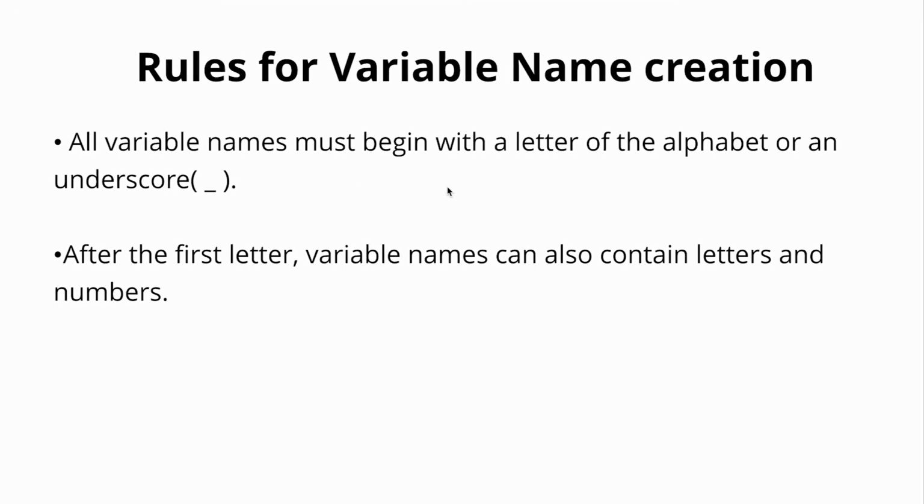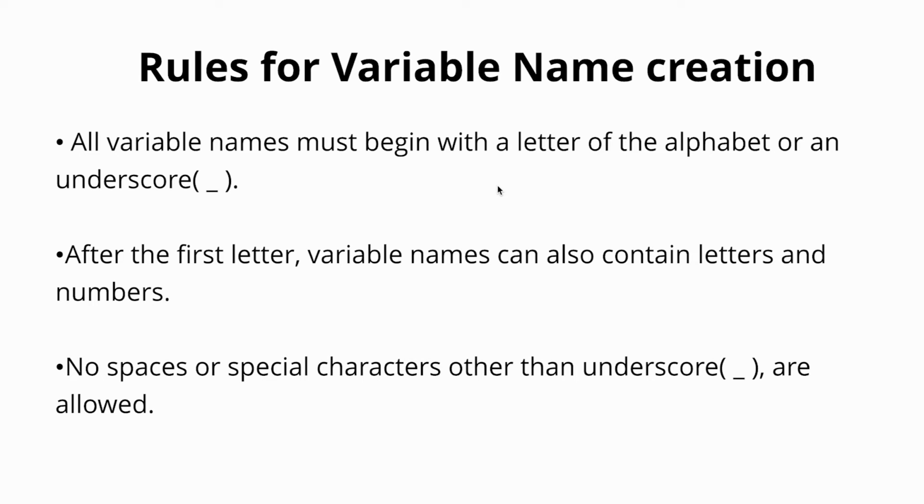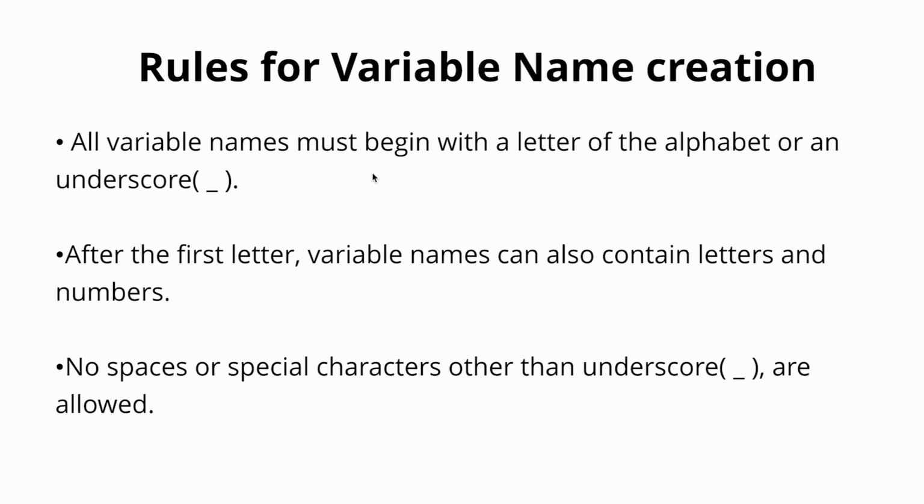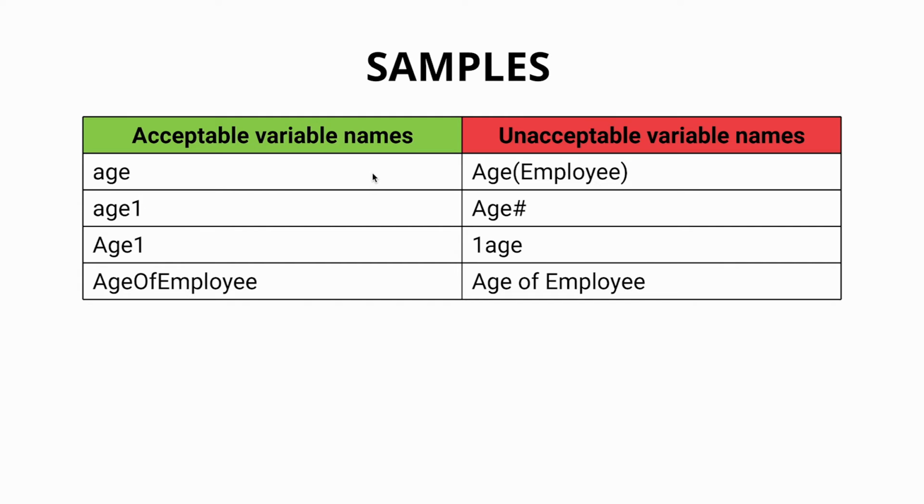Okay, we have a few more rules, and no spaces or special characters other than underscore are allowed. So you cannot say x1 hash. This is not a valid variable name. If you have to have a valid variable name, it should be alphanumeric and underscore. No spaces are allowed, and the first character should be either alpha or underscore. Okay, and the next one. So these are the acceptable and unacceptable variable names.